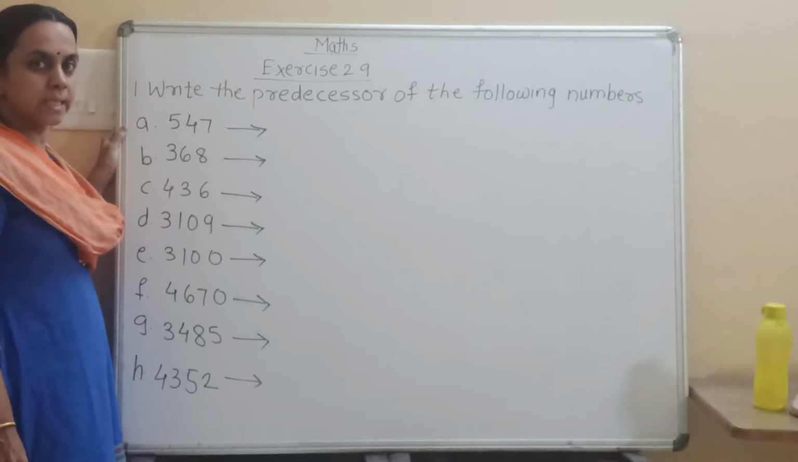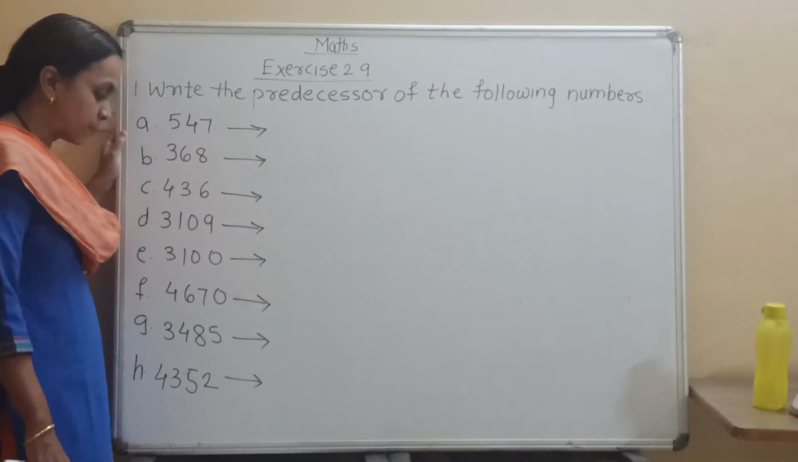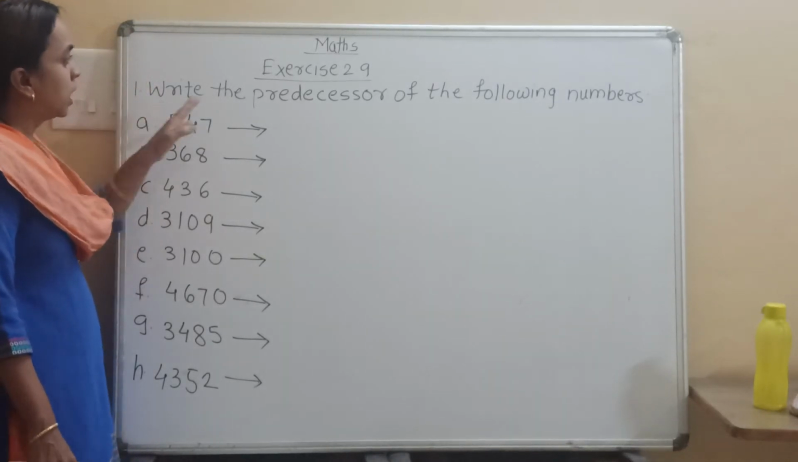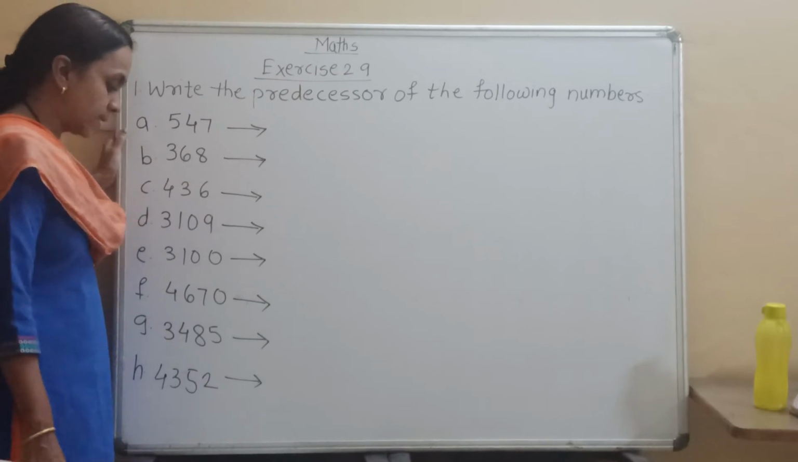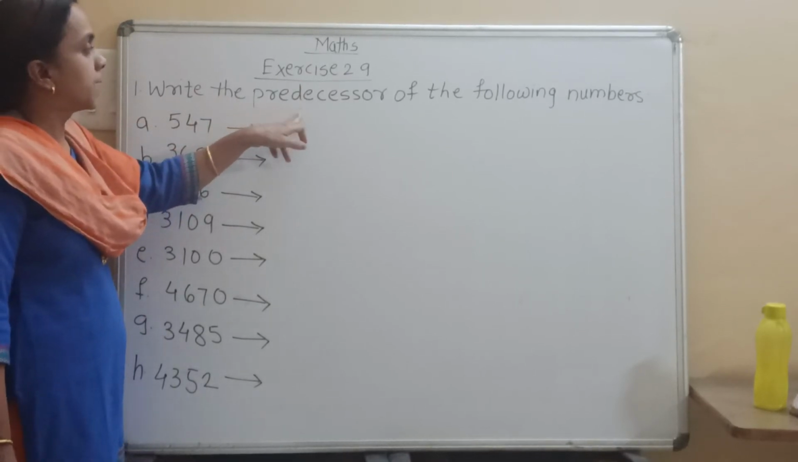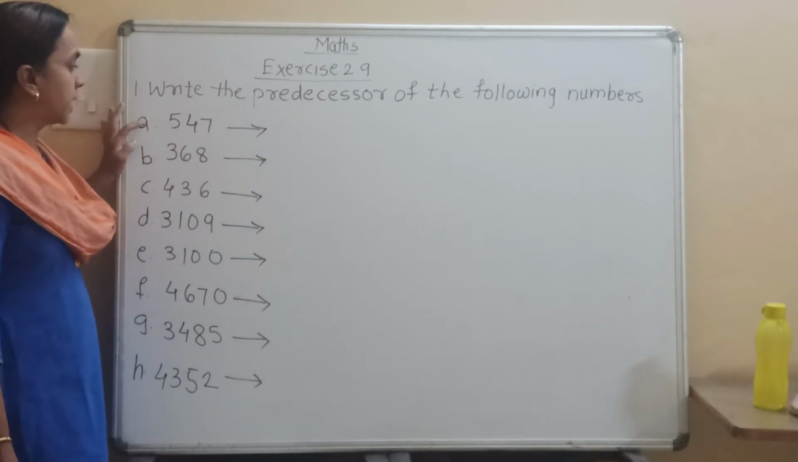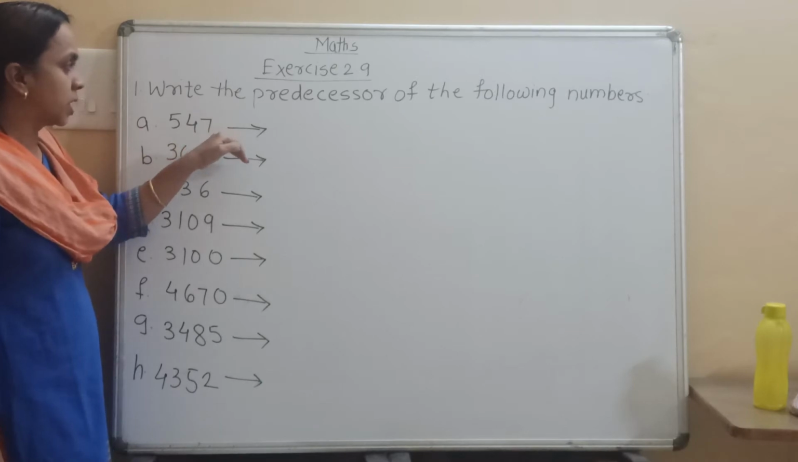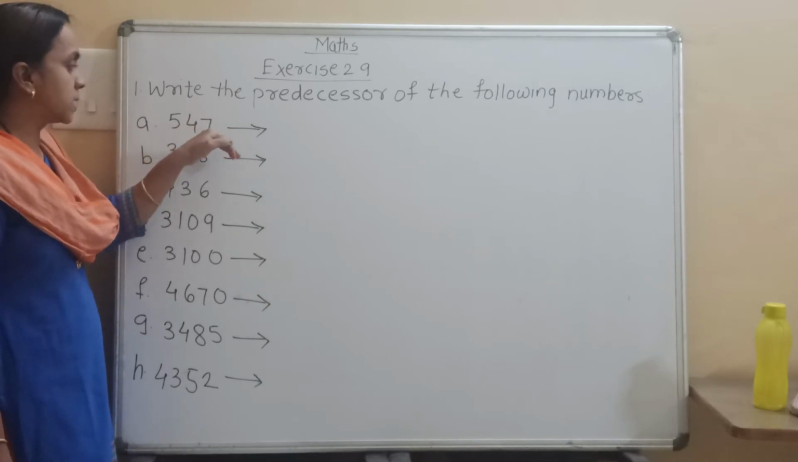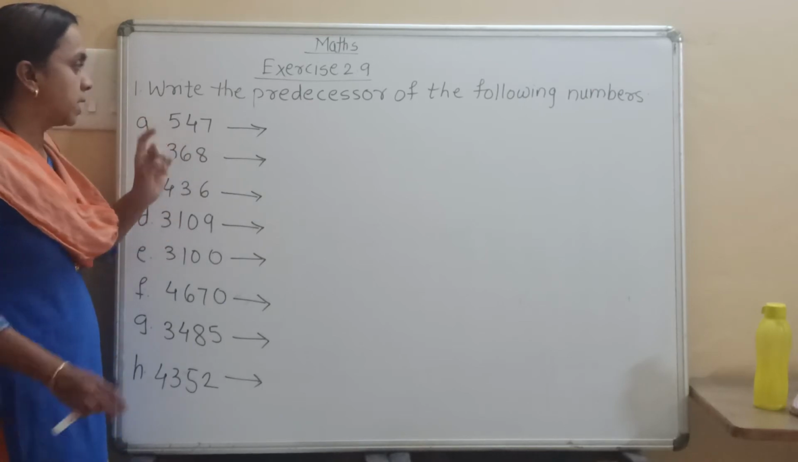Good morning, students. Today we will see page number 32. On this page number 32, exercise 2.9 is given. So the first question is what? Write the predecessor of the following numbers. So very simple it is. Predecessor means what? The number which is given, we have to subtract 1 from that number.